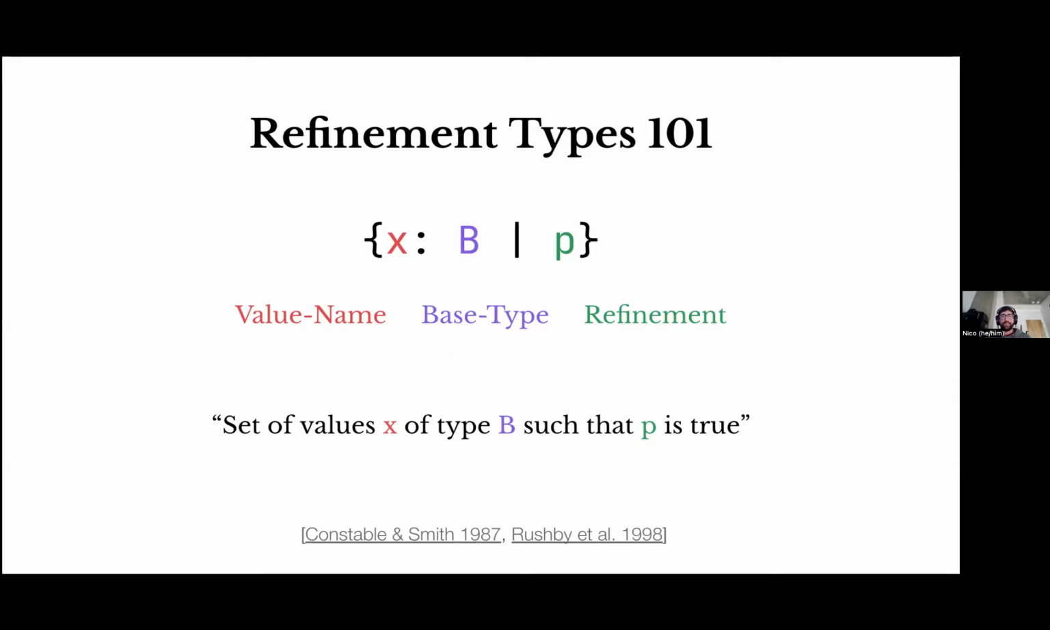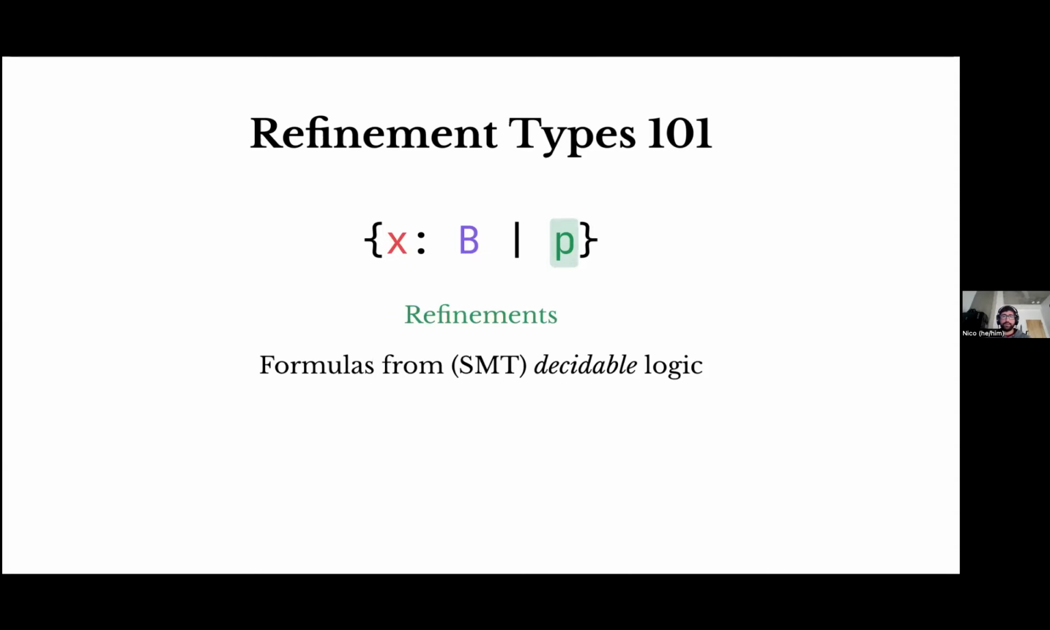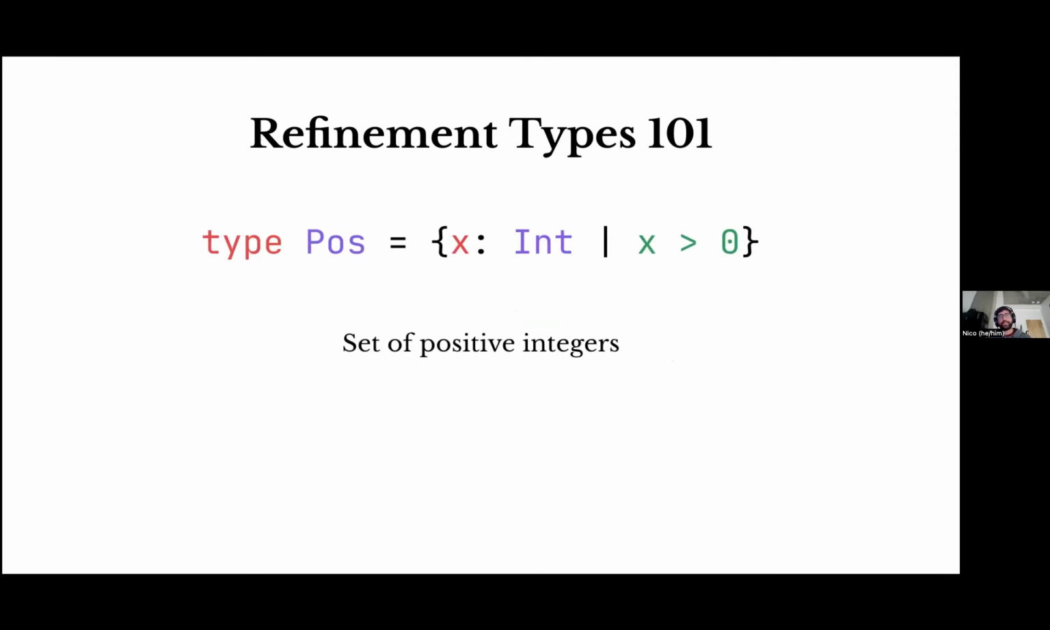Quick recap. Refinement types are a very old idea. The typical way in which they're presented is like this: you have a value name, a base type, and a refinement. The idea is that you refine base types, you constrain base types to those that satisfy some property. Something important is that typically those properties are drawn from an SMT decidable logic, such that type checking remains decidable and predictable. As a quick example, we can have the type representing positive integers by constraining values of type int to those that are also greater than 0.